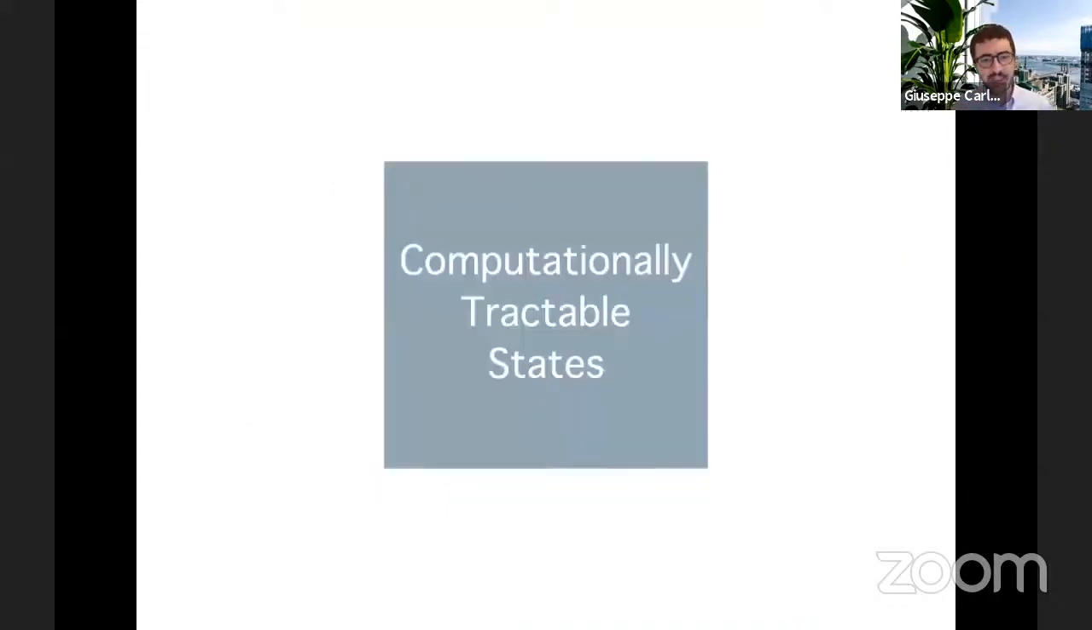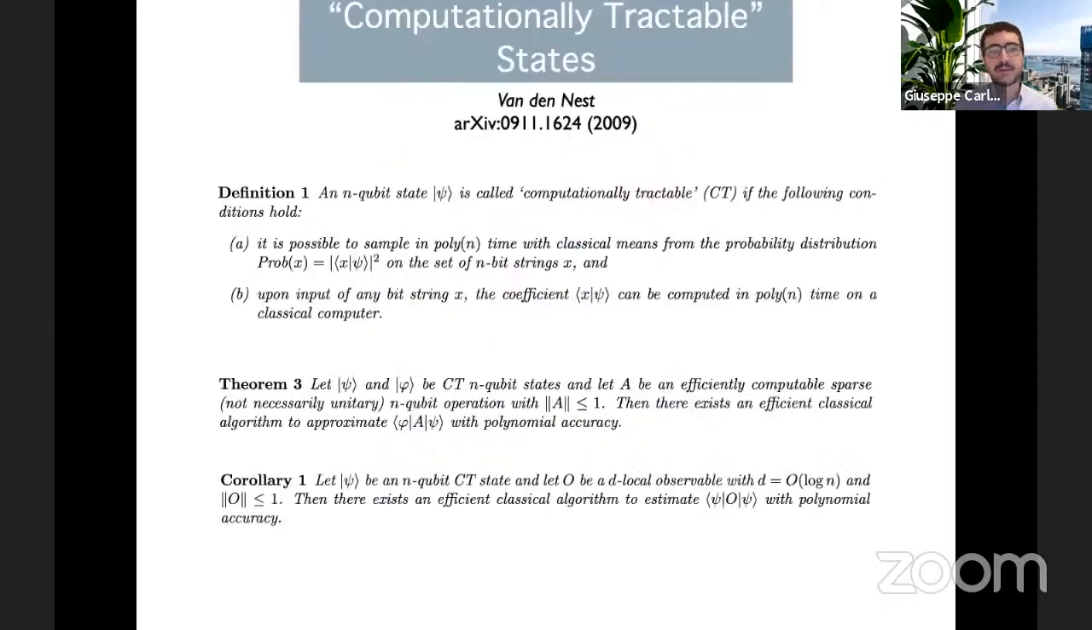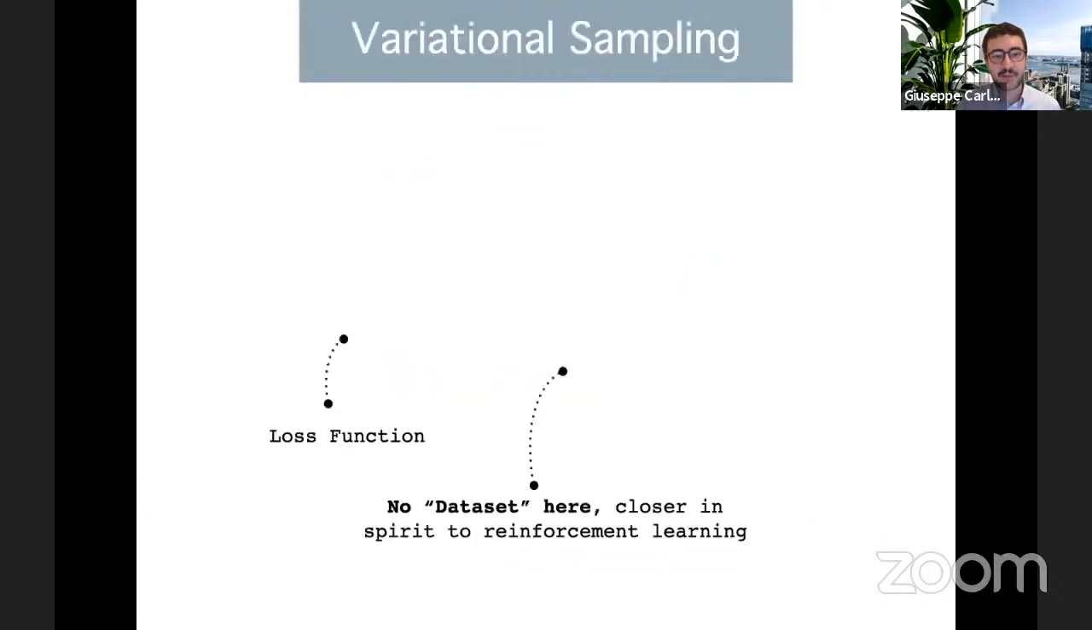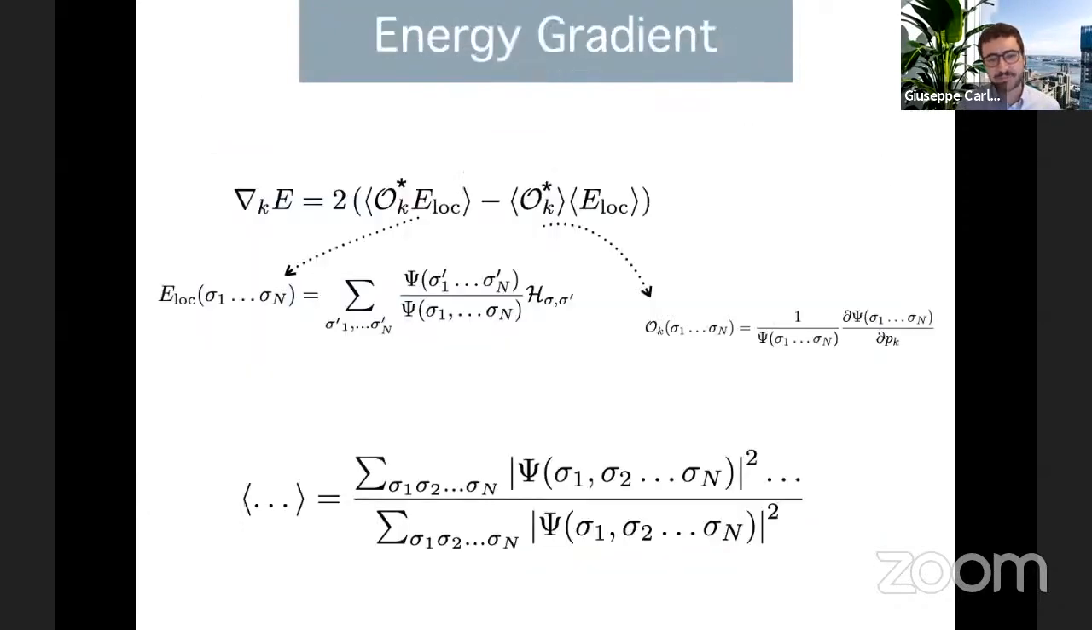to solve this linear system of equations. Now, I was telling you at the beginning also about the problem of having computationally efficient wave functions. And this is the point that I want to stress a little bit more now. One thing that is very important, I think also for the development of the field, is finding as much as possible states that are computationally tractable, following this definition given in a very nice paper by Van den Nest in 2009. So essentially, as I was telling you before, what we do in variational Monte Carlo is that we need to basically sample from this psi square distribution.